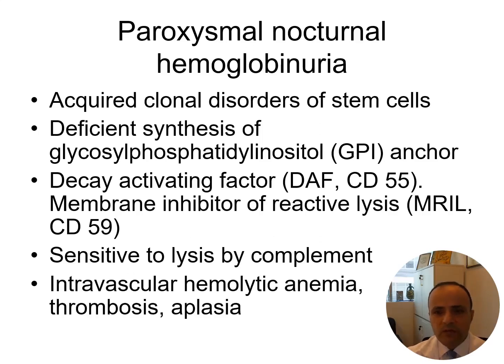The third entity is called PNH, paroxysmal nocturnal hemoglobinuria. And it's essentially a clonal disorder of stem cells. So important to notice, this is not a red blood cell problem. This is a problem in all the body cells. There is an enzyme called GPI, glycosyl phosphatidylinositol. I'm going to go to the next slide to show you the graph.